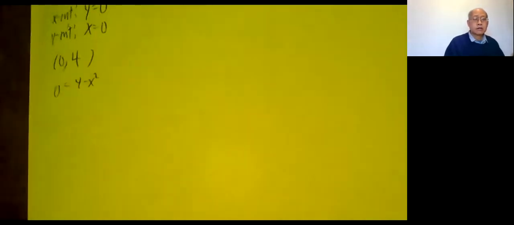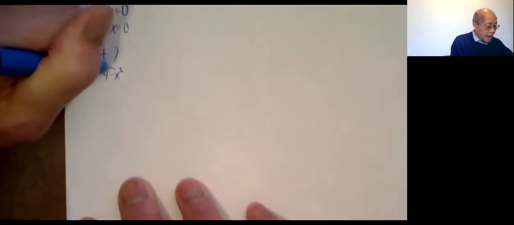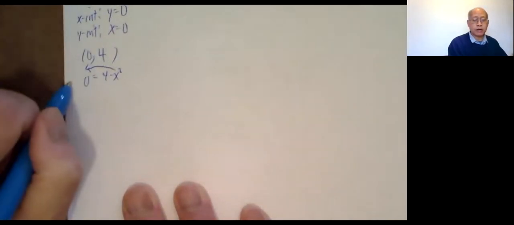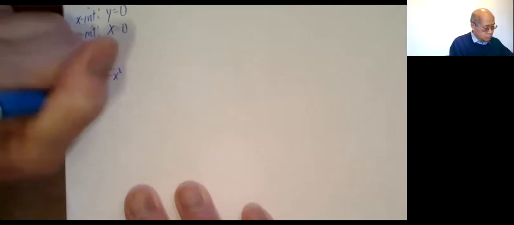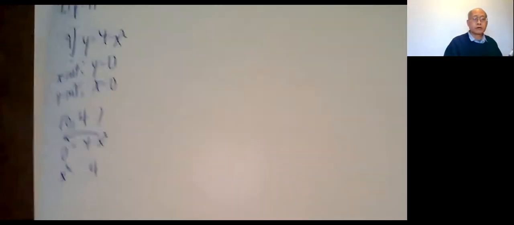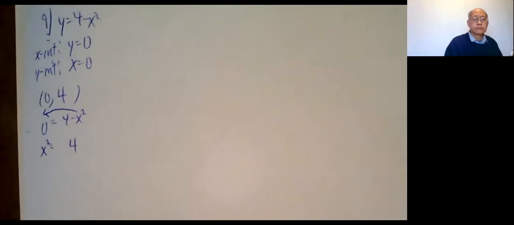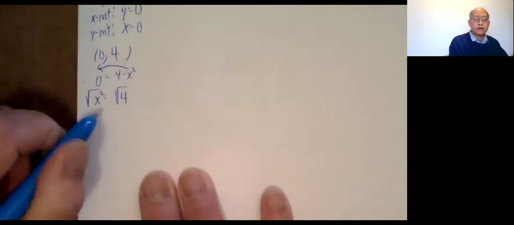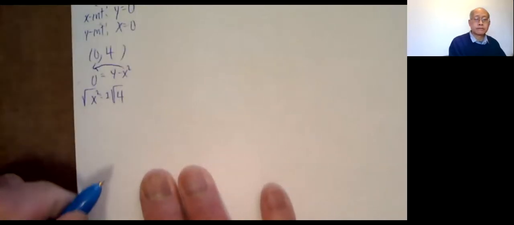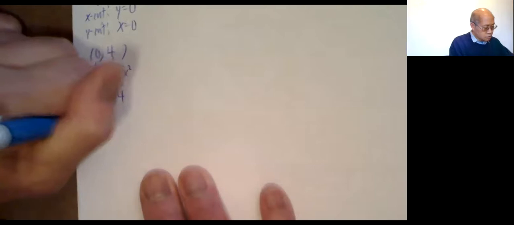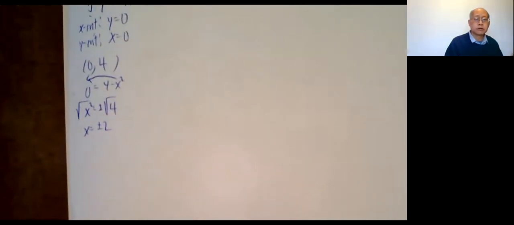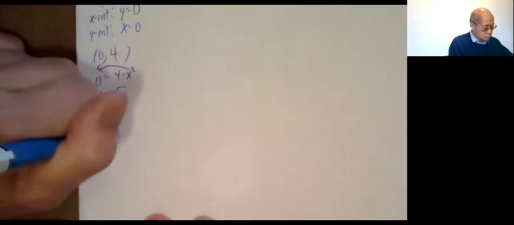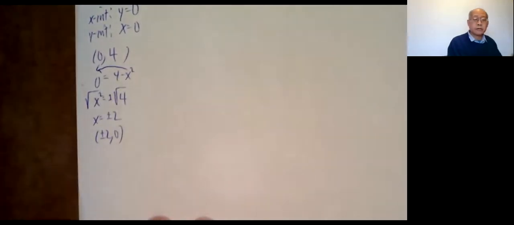You could factor. Let me do this by the square root property. I will add x squared to both sides. Again, this is my abbreviation for adding x squared. That means put the x squared over here. It changes to a positive. X squared equals 4. Do the square root property. When you do that, you have to include a plus or minus. Don't forget. So x is plus or minus 2. So I have plus or minus 2, comma 0.